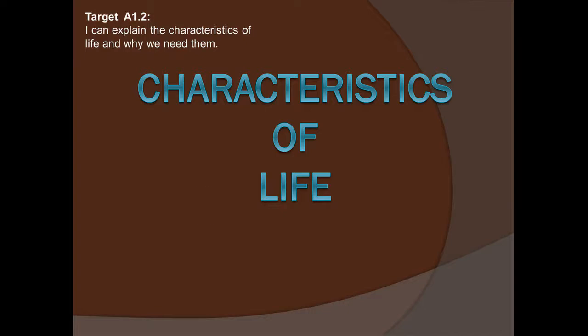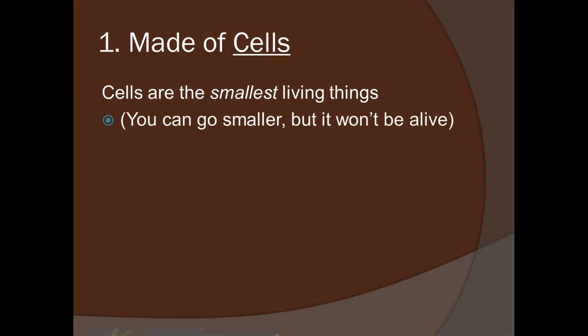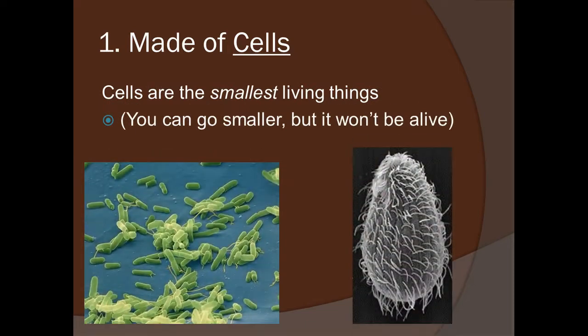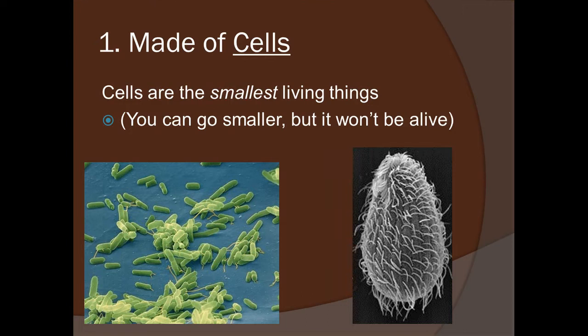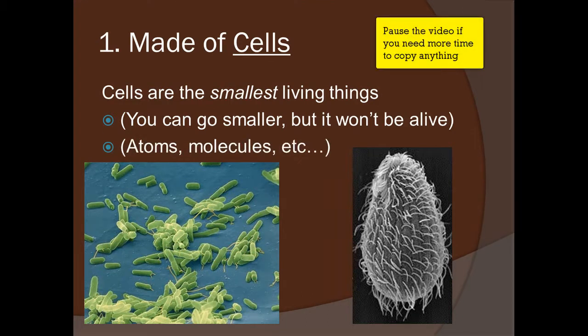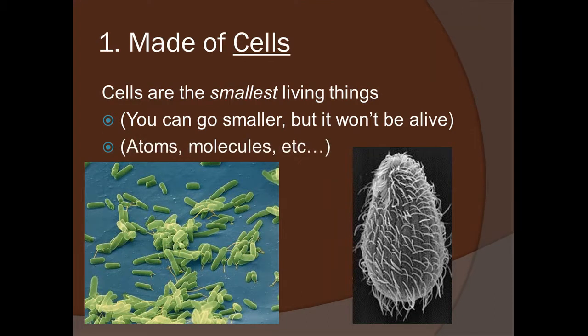Alright, so we're going to talk about the characteristics of life, why they are important, and why we need them. Start off, every living thing is made out of cells. Cells are the smallest living thing possible. It is possible to have things that are smaller, but you wouldn't classify them as alive. Things like atoms or molecules. They are definitely smaller than cells, but they are not alive.